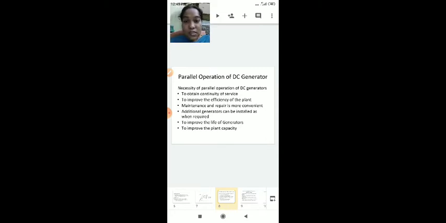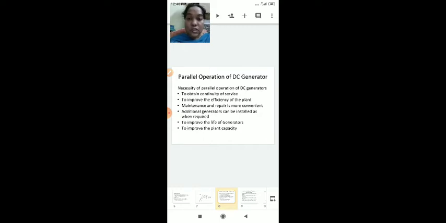Why? What is the necessity? See, necessity is the mother of invention for everything. So let's know the necessity of parallel operation of DC generator. First, to obtain continuity of service. If we are using just a single unit, then if any repair or anything occurs, it will shut down. There is no continuity of service, right? Instead of using that single unit, if we use parallel operation, then we have so many advantages. Okay, let's see what those are.